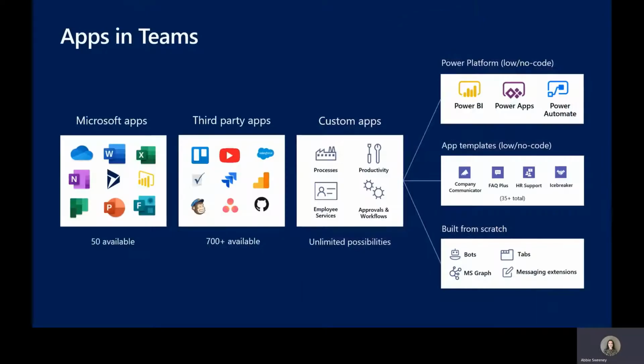So let's take a look at that in terms of the application breakup. When we think of applications and teams, we often break it down into 3 main buckets. The first one is the Microsoft applications. These are those first-party applications that you're already using, probably either in or out of Teams. Things like Excel, PowerPoint, OneNote, OneDrive, 50 of these available, and they're already out of the box for you to use in Teams. We then have this middle bucket, which is the third-party applications.